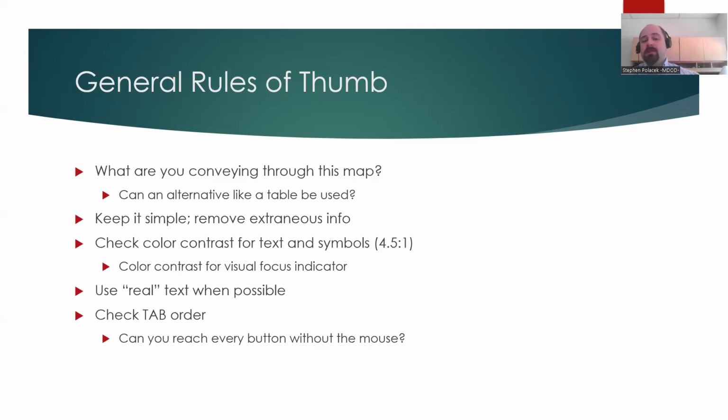Second rule is to keep it simple. Remove extraneous info. Maps can communicate a lot to us, especially in the case of online maps, where you can have, you know, 400 different types of data shown on it, but that's a lot to look at. So giving people a way to find just specific types of data or a way to filter things out is going to be really necessary.